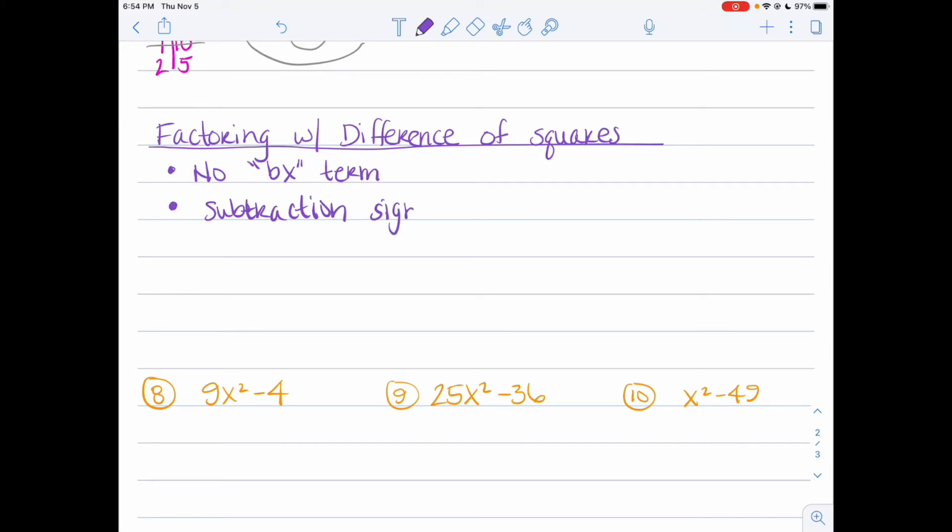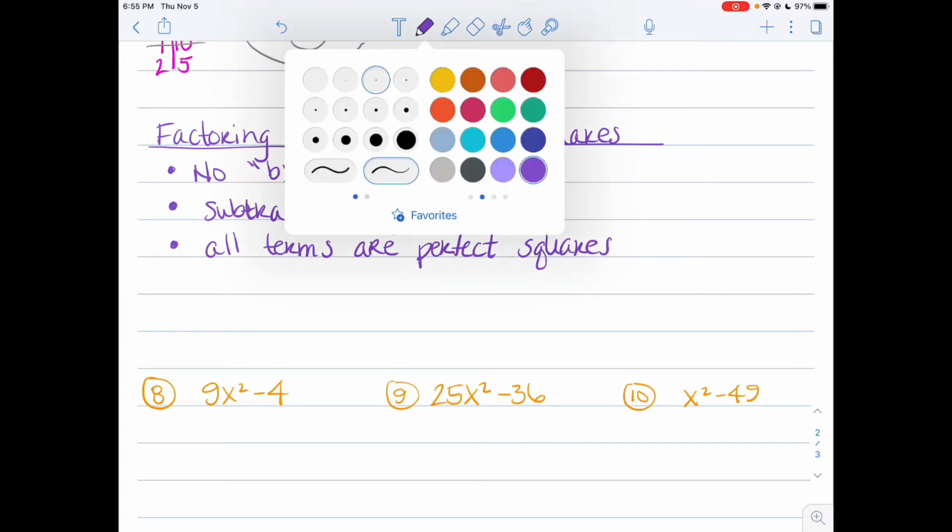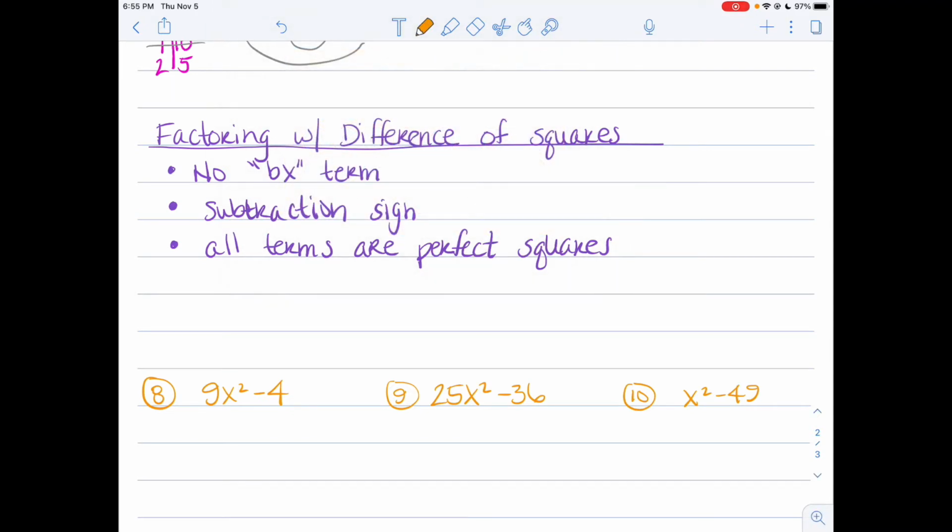And if that is true, if I have that first term and I'm subtracting the second term, then the last thing I want to look at is to see if all of the terms are perfect squares. And if all the terms are perfect squares, then this method that I'm about to show you, this really quick super shortcut, is going to work. So let me show you what the equation is. It's just an equation to memorize, but I'll show you why it works.